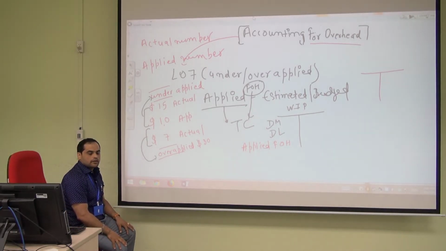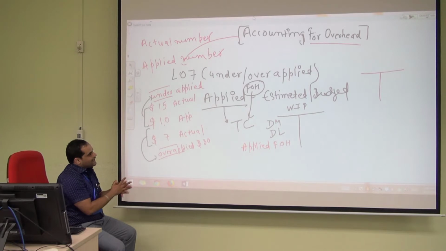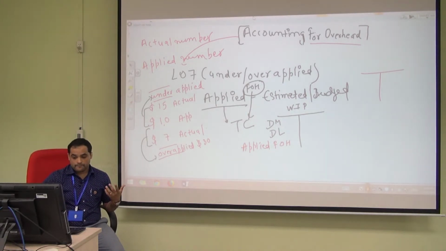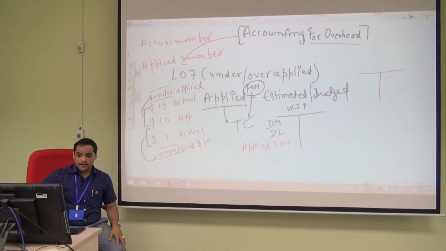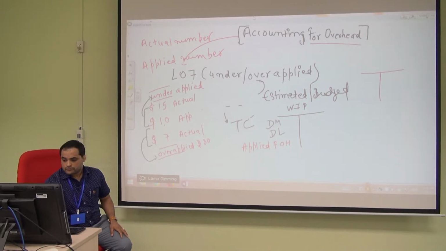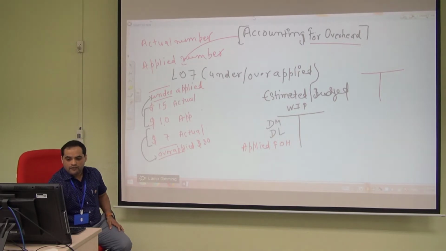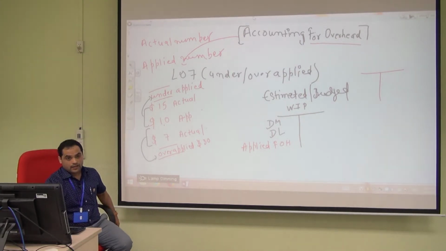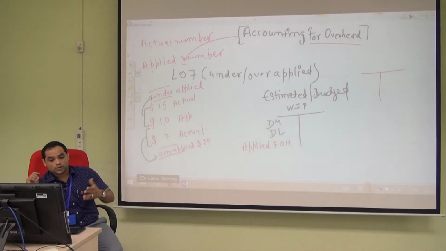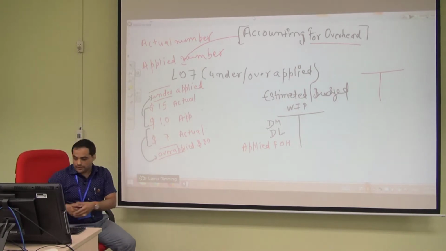So what will be the accounting treatment for this one, under and over applied? If you have an under applied, you will add more, because you used $10.